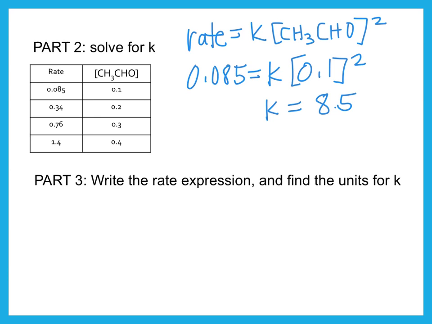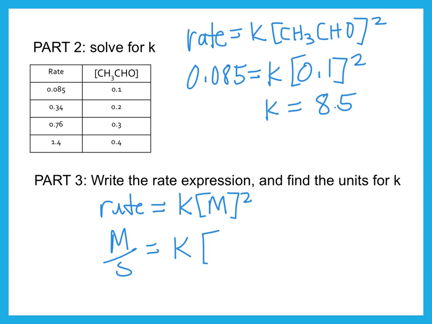Now we have to go on and solve for the units. We could assume that our rate is molarity per second, and we could then solve for our concentration units. So we simplify, and we get k equals s to the negative 1, M to the negative 1.